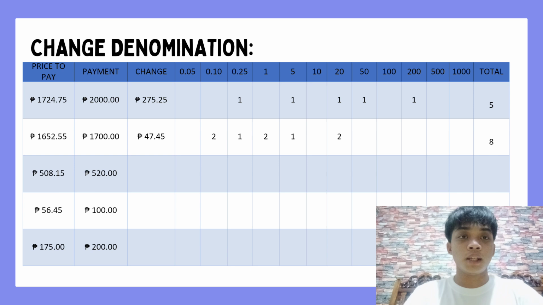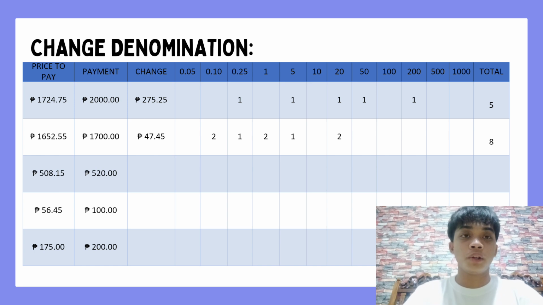10 does not fit in 7.45, so we skip now to 5. 5 fits, so we subtract this 5 from 7.45. So there's only 2.45. 1 fits in 2.45, and 2 of 1 fit in 2.45. Now we subtract 2 from 2.45.